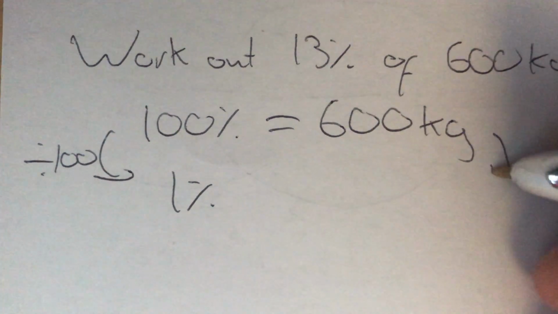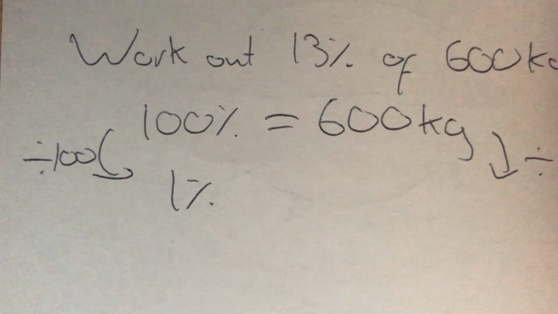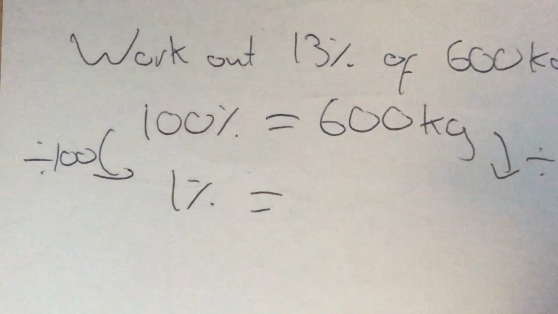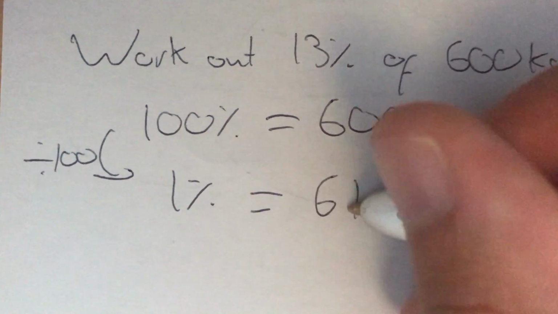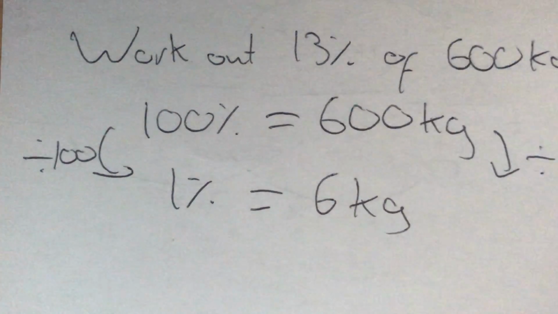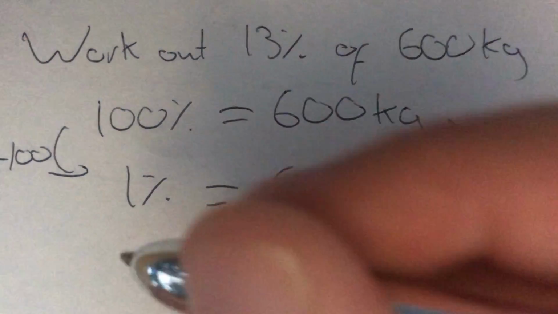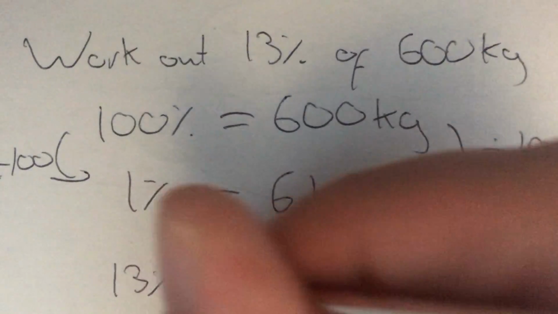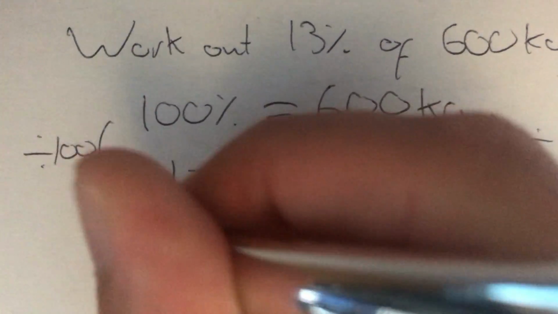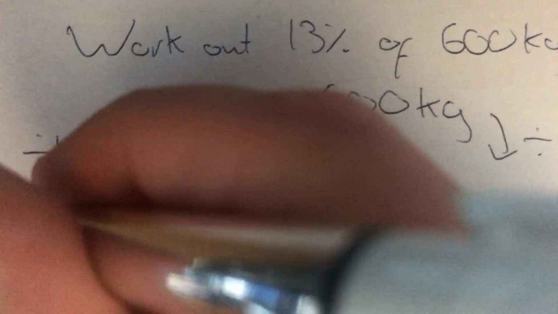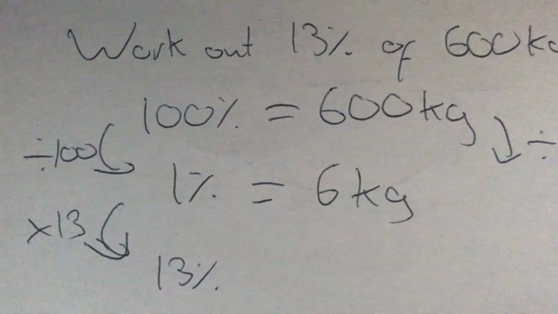And then we've got to divide by 100 over here as well. So divide this 600 by 100. So 1% is going to be equal to 6 kilograms. 600 divided by 100 gives us 6. Now to find 13%, we need to multiply this 1% by 13.